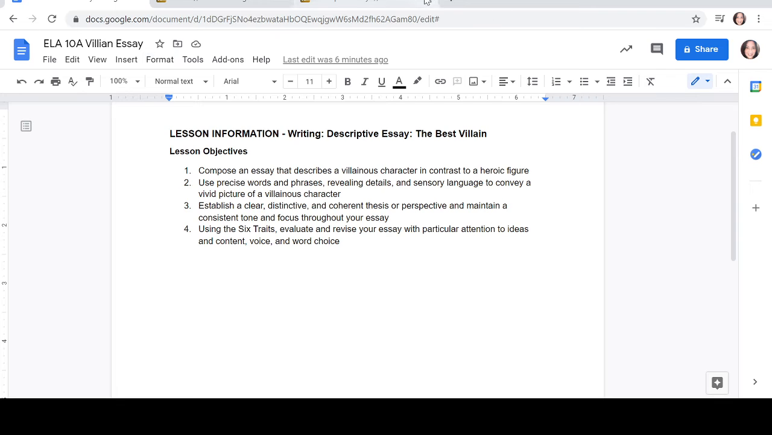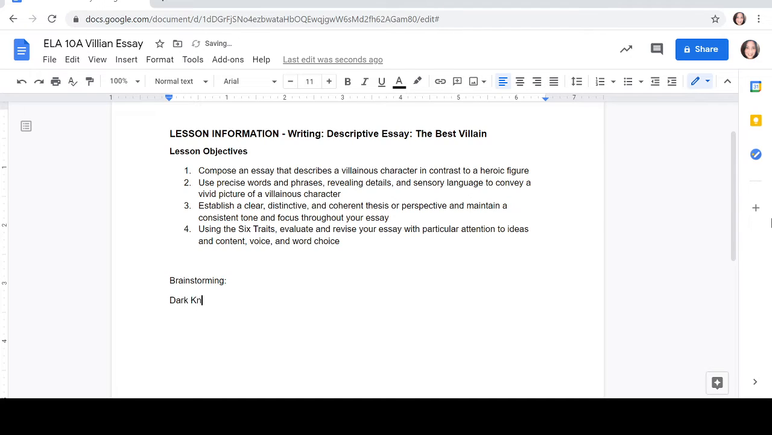So, now that we know what a descriptive essay is made of, we're going to go back and look at the lesson information as I copied it out of Edgenuity. So our lesson objectives are to compose an essay that describes a villainous character in contrast to a heroic figure. We'll use precise words and phrases, revealing details, and sensory language to convey a vivid picture of the villainous character. We'll establish a clear, distinctive, and coherent thesis or perspective and maintain a consistent tone and focus throughout the essay. And we'll use the 6 traits, evaluating and revising the essay with particular attention to ideas and content, voice, and word choice. So, let's just start by brainstorming some of our favorite villains.